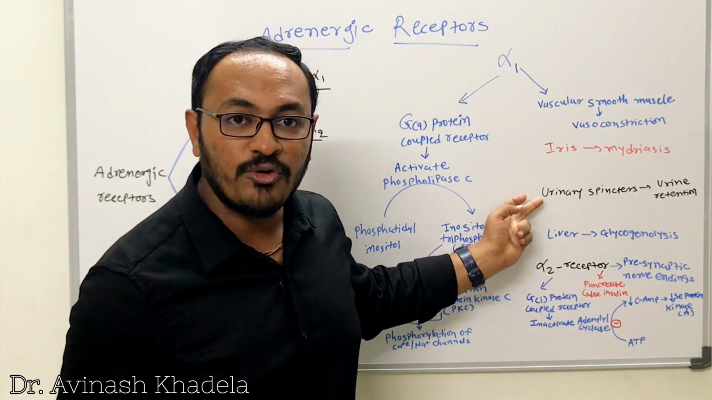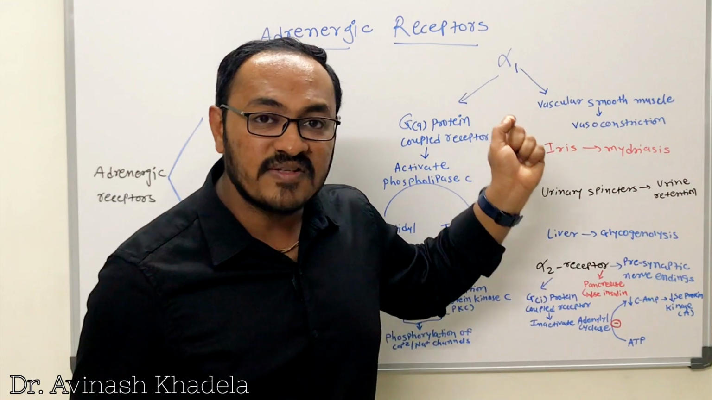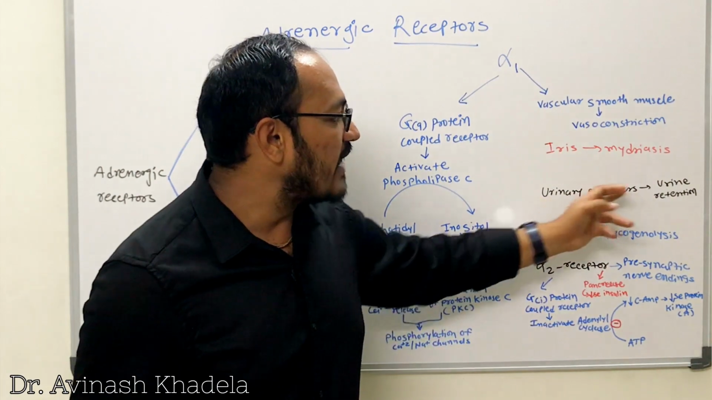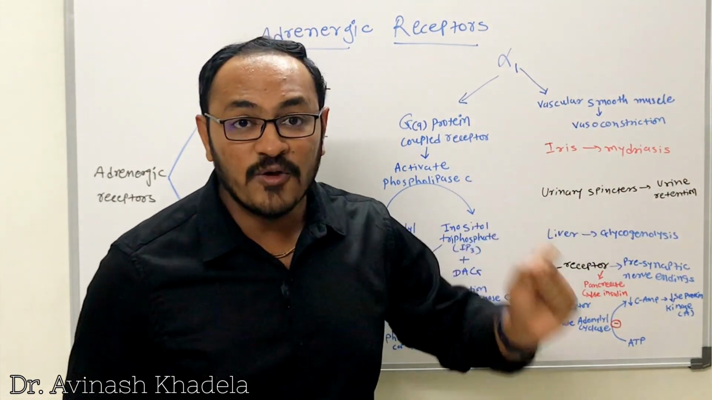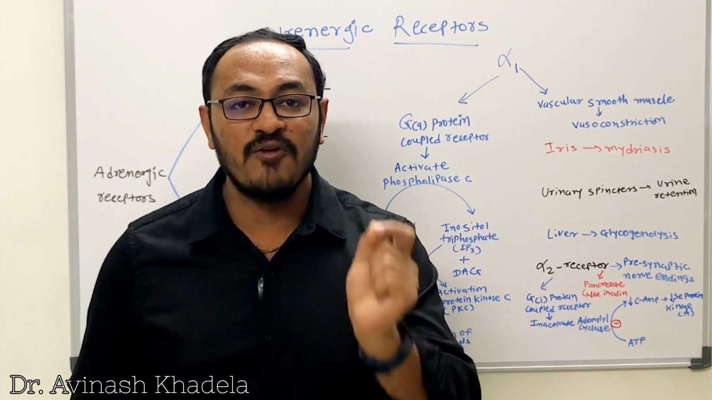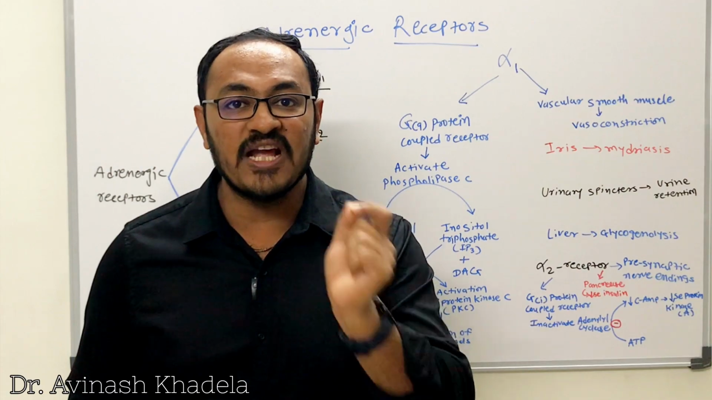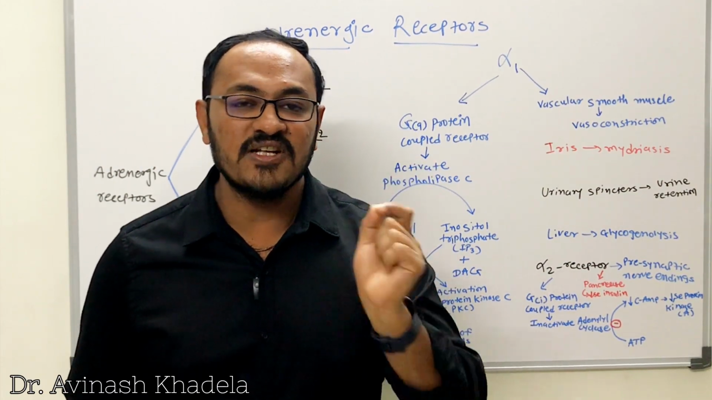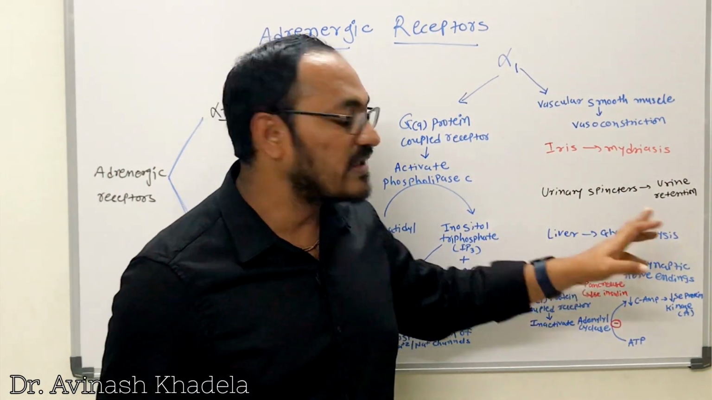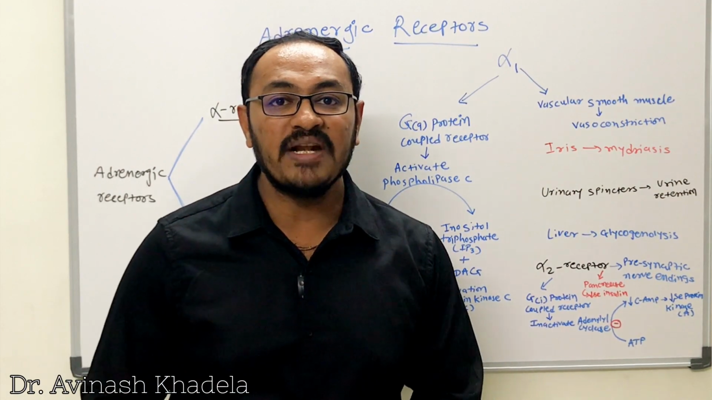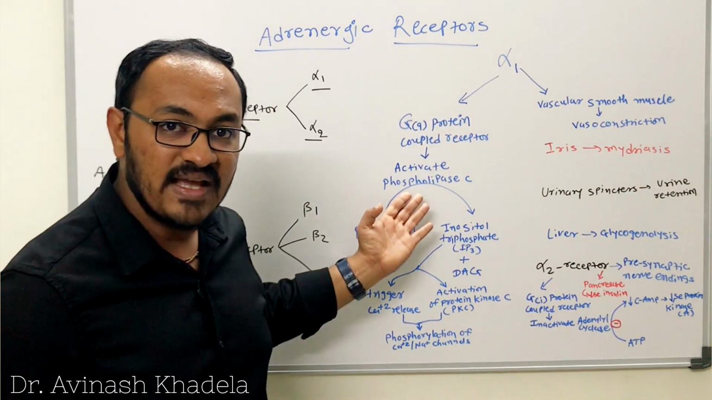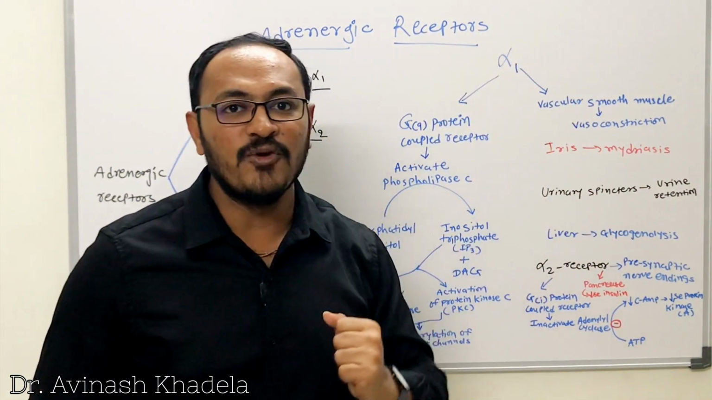Third, it is also located on the urinary sphincter. When alpha 1 receptor is stimulated, it leads to contraction of the sphincter, which leads to urinary retention. Because of this action, alpha 1 blockers are used for the management of benign prostatic hypertrophy, where urinary retention is a major problem. Fourth, it is also present in the liver, where it promotes glycogenolysis, the breakdown of glycogen. So this is how alpha 1 receptor works, and it has different physiological actions in the human body.